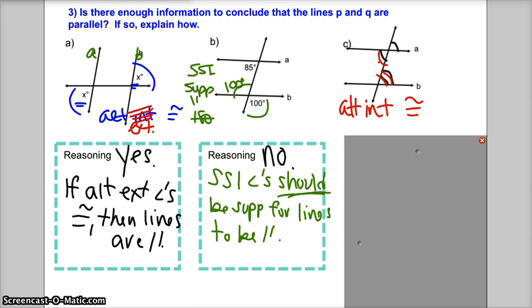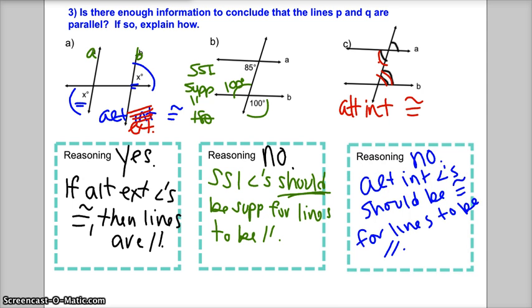However, one has a single marking, one has a double marking. So no, these angles are not congruent. So these lines cannot be considered parallel. Again, I drew them to look as if they were parallel, but they're not necessarily parallel if they were drawn to scale.